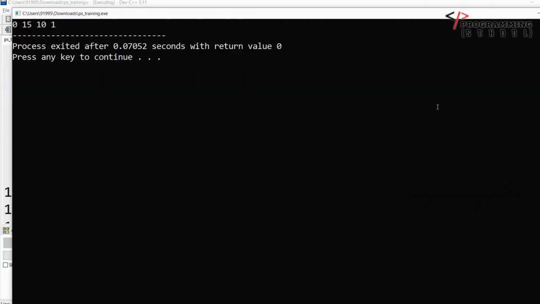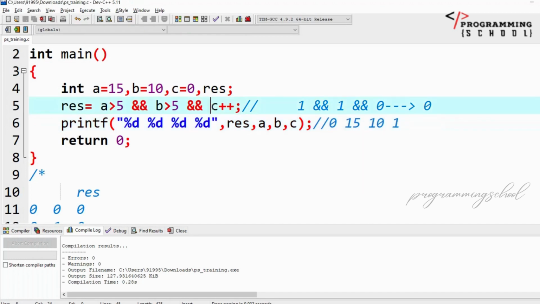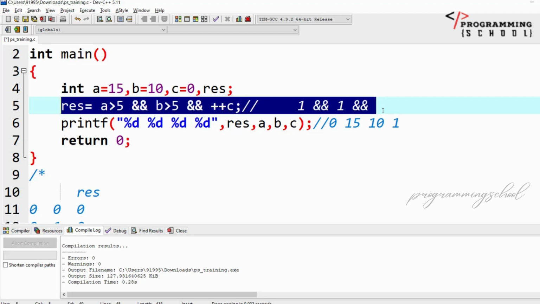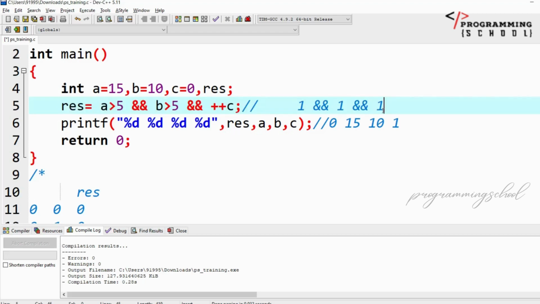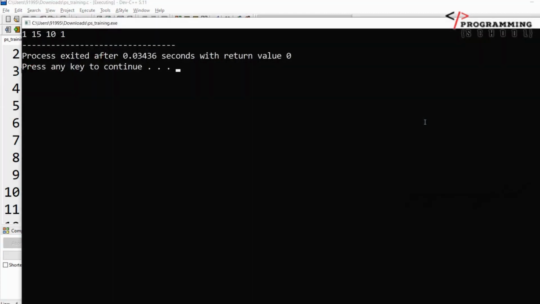Is it clear, everyone? For example, now I am going to modify the value with plus plus, a pre-increment operator. Yes, this one is true and this one is true. And coming to ++C, C is 0 initially. Before the calculation of this expression, C is incremented first, then we have to check with that. Now 1 and 1 and 1, all the expressions are true. That's why the result is true and the answer is going to be 1, 15, 10 and 1 here. Got my point, everyone?